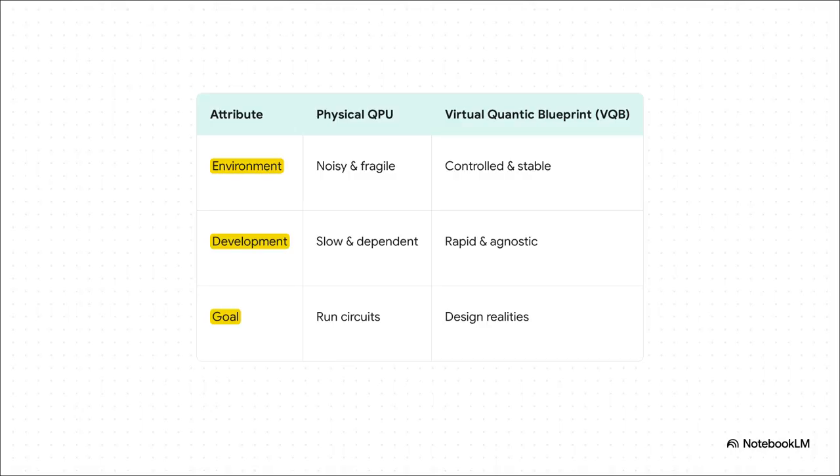And this chart really lays out the difference. Look at the goal. With a physical machine, the goal is to run circuits on existing hardware. But with a VQB, the goal is to design new computational realities. This is a huge shift. It moves us away from a simple theory of knowledge, which is all about just collecting facts, right? To a much deeper theory of understanding.